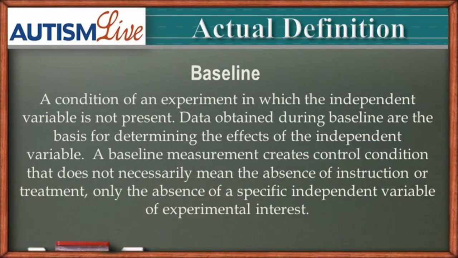Okay, baseline: a condition of an experiment in which the independent variable is not present. Data obtained during baseline are the basis for determining the effects of the independent variable. A baseline measurement creates a control condition that does not necessarily mean the absence of instruction or treatment, only the absence of a specific independent variable of experimental interest.